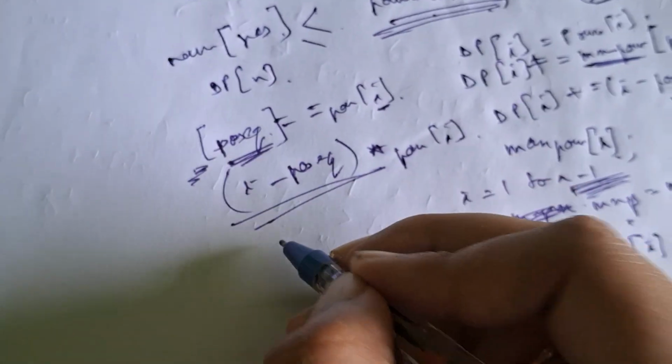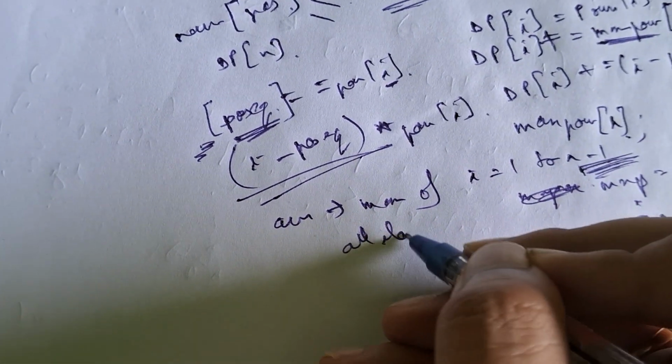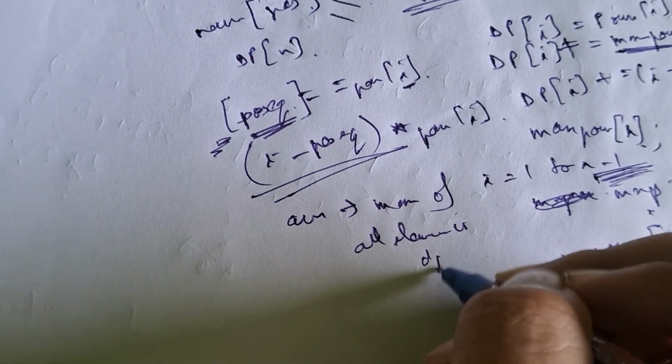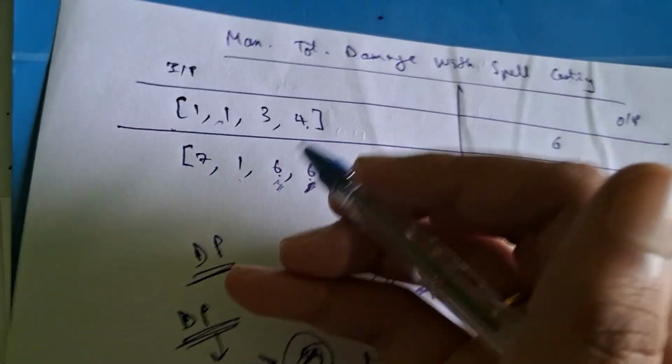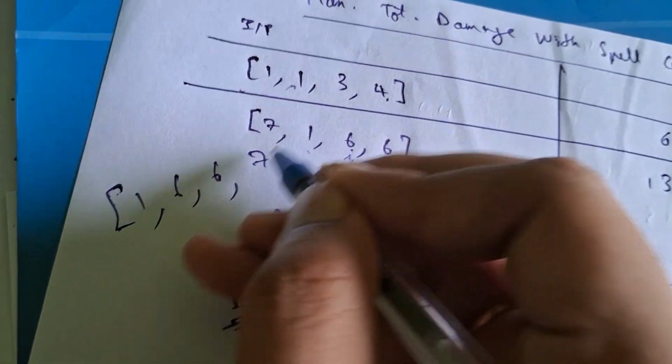And what is going to be the answer? The answer is going to be the maximum of all elements in dp. So let's go for a dry run. For this, if we sort the whole array, it becomes 1 6 6 7.